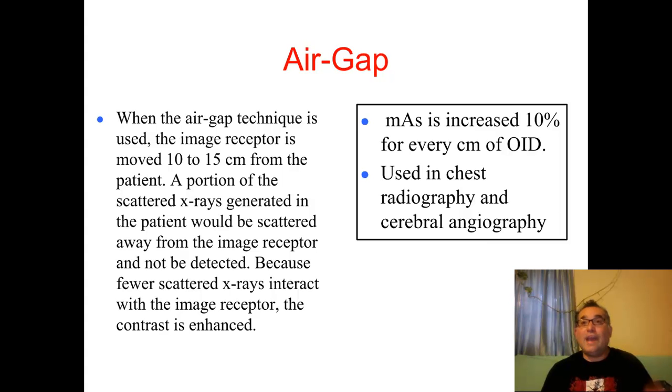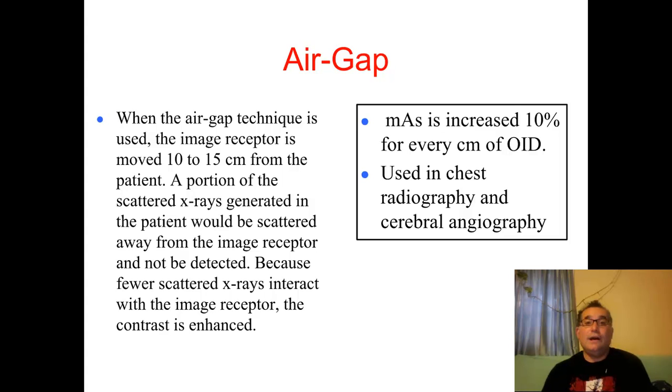The idea is that the scattered radiation that's in the remnant beam, the beam that comes out of the patient, will die in the air. Photons will essentially die in the air or kind of split off so that only the ones in the middle make it to the image receptor. So in this case, we have to increase our exposure. So we still have to increase exposure to the patient, right? Approximately 10% for every centimeter, right? And it is occasionally used in chest radiography or cerebral angiography.